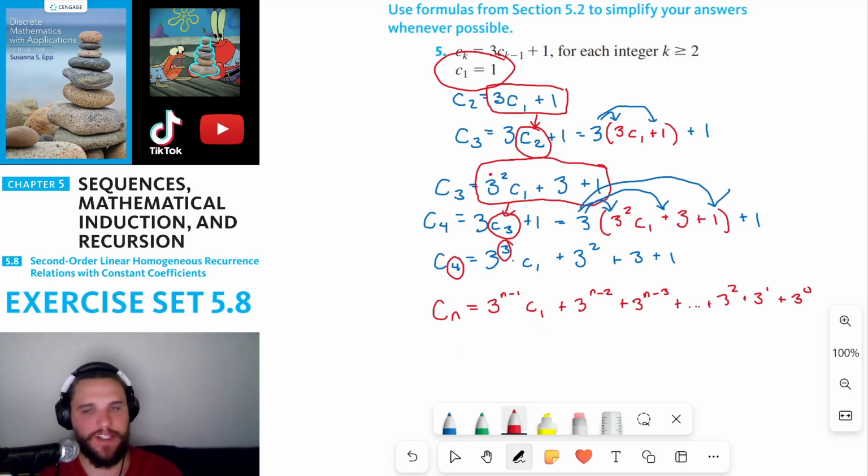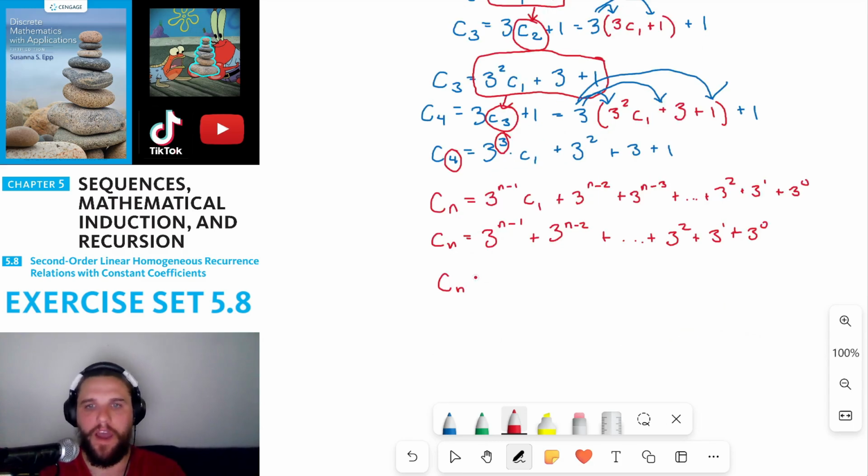Now we can plug in c sub 1 equals 1 here to get that c sub n equals 3 to the n minus 1 plus 3 to the n minus 2, and so on until we get to 3 squared plus 3 to the 1st power plus 3 to the 0th power. Now, this is a series, a very special type of series. This is called a geometric series.